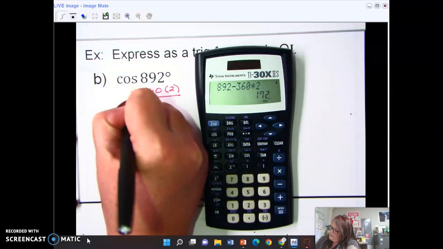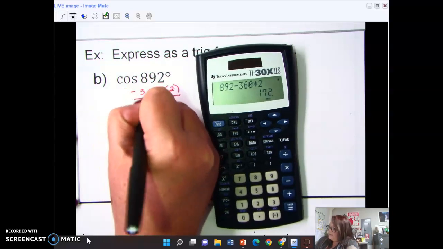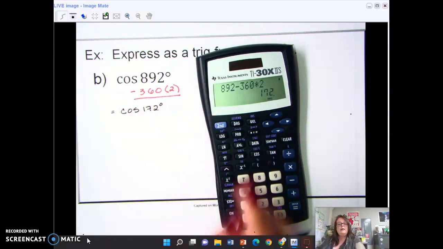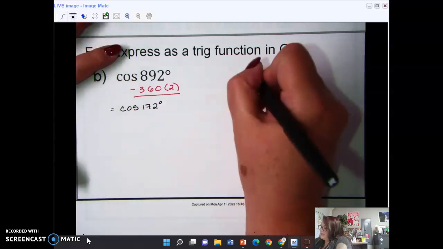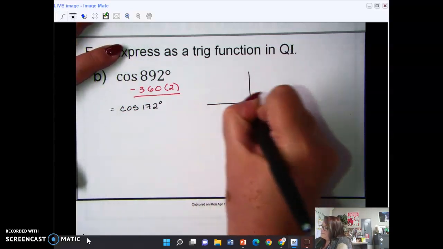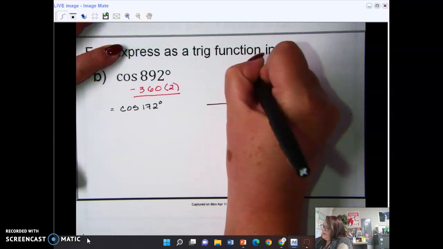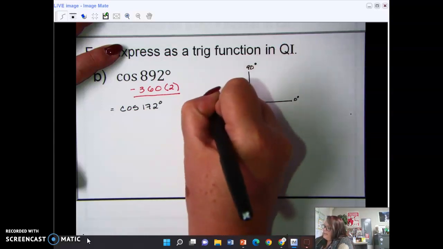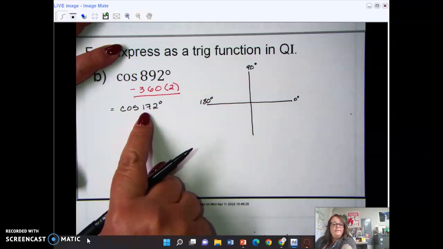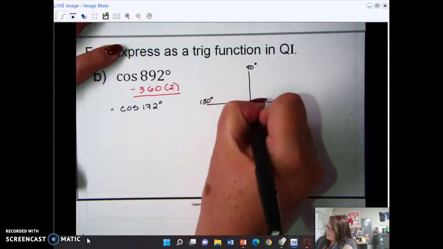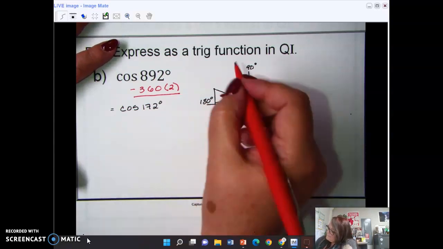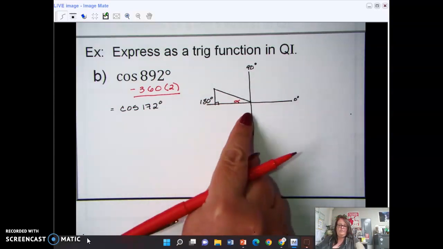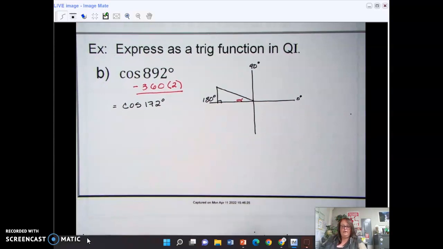So this is equivalent to the cosine of 172 degrees, because those two angles are coterminal. So again, we need to figure out, what quadrant does this lie in? So if this is 0 and this is 90 and this is 180, I can pause here. 172 would be in this quadrant. So it would be right about here, and I can make a triangle with the x-axis. And I need to look for this alpha value, this reference angle, right?